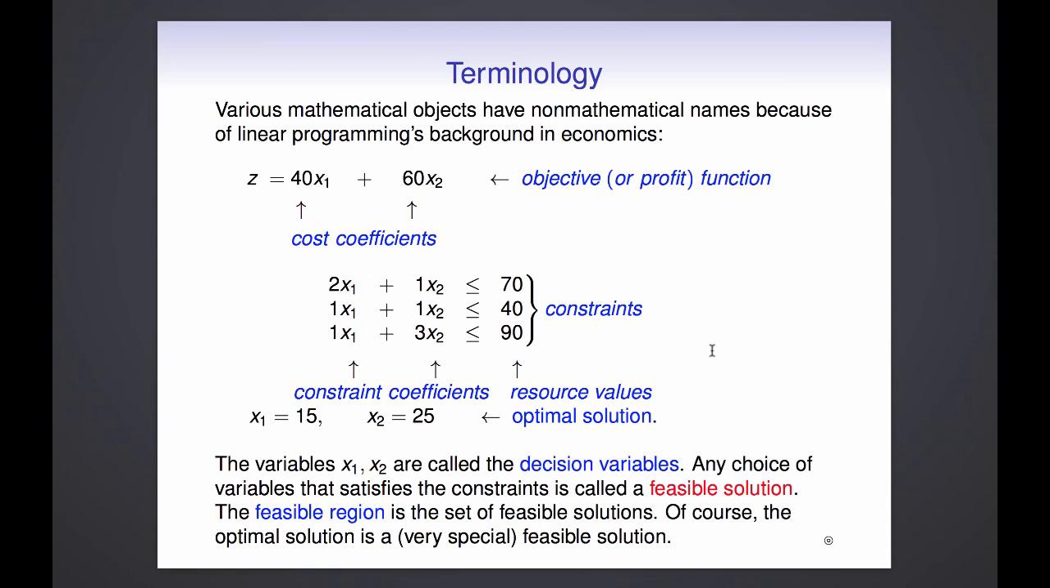The x1 and x2, as I've just said, are called the decision variables. Any point that's in the feasible region is called a feasible solution, and the optimal solution is the very special feasible solution which gives you the best possible z value.